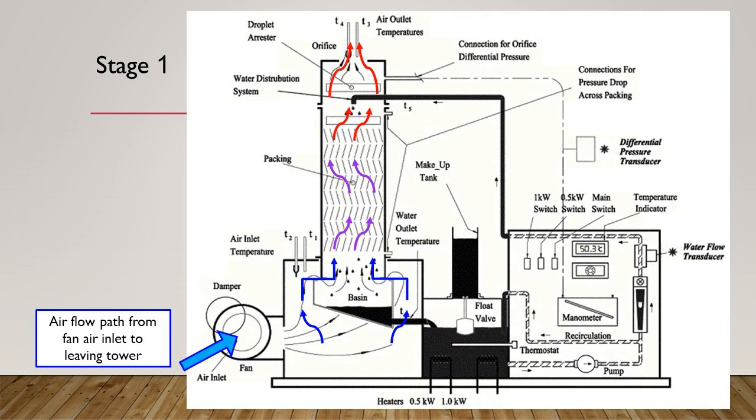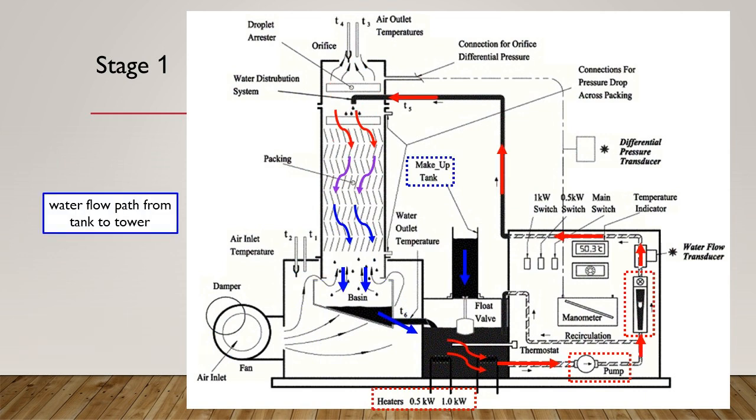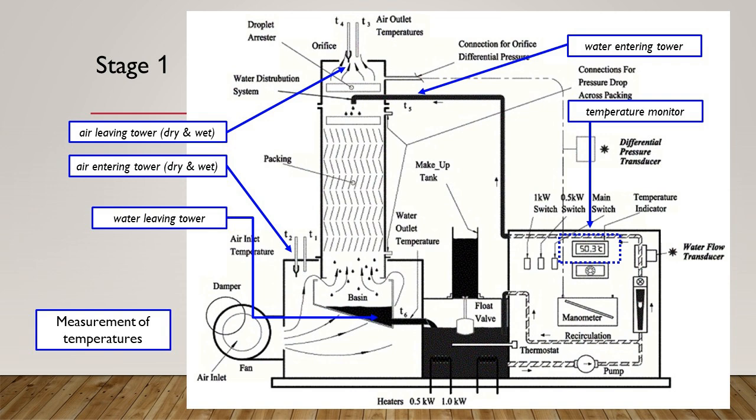This figure illustrates the air flow path from fan air inlet to leaving the tower. This illustrates the water flow path from water tank to tower. There are thermometers for measuring air temperature and water temperature entering and leaving the tower. The values are shown in monitor.